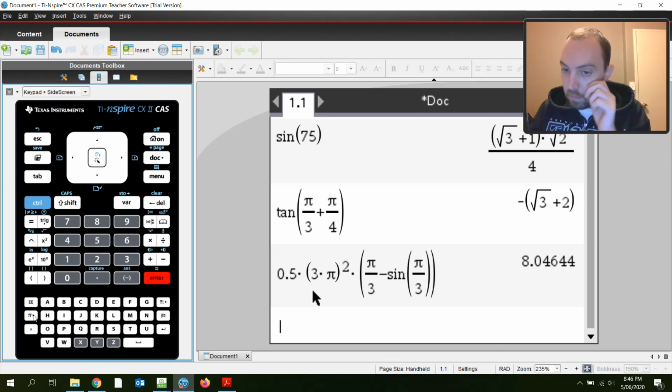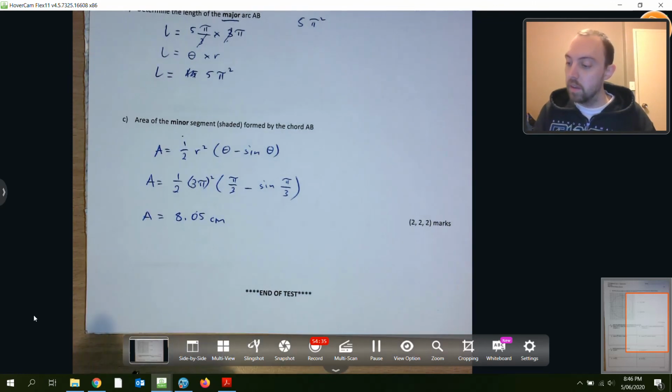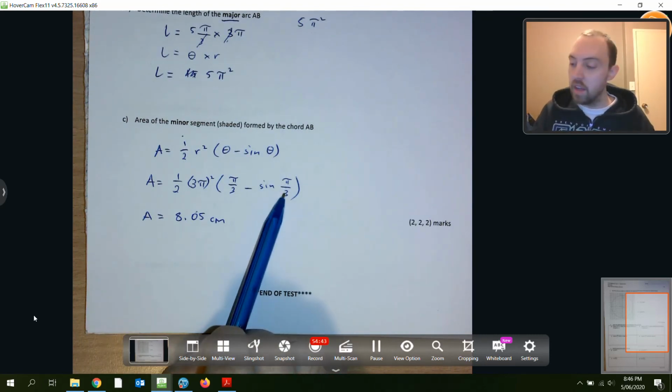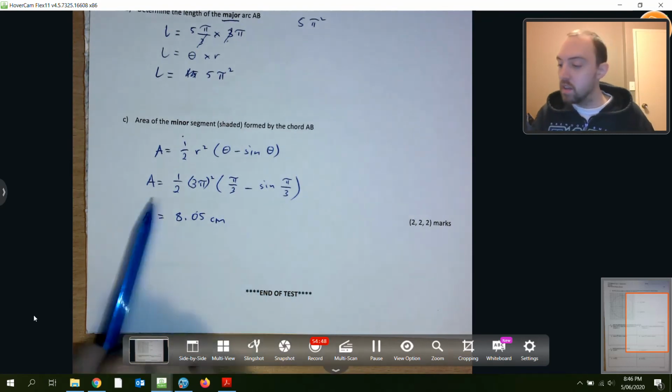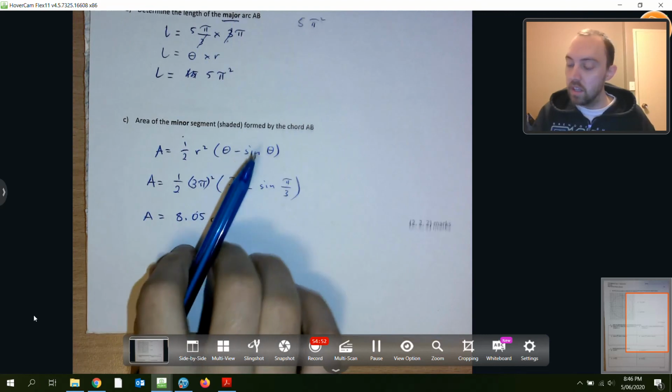Everything else is in pi. Let's just say it's 8.05 centimeters squared, like that. Okay, you could plausibly do this because you know what sine of pi on 3 is as an exact value. You could do this as an exact value, but I don't think that's necessary here.